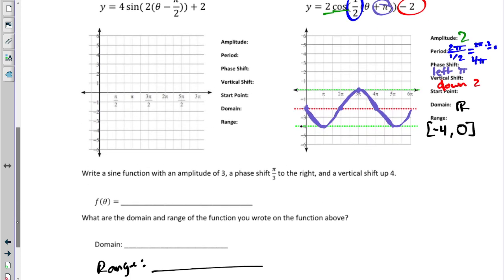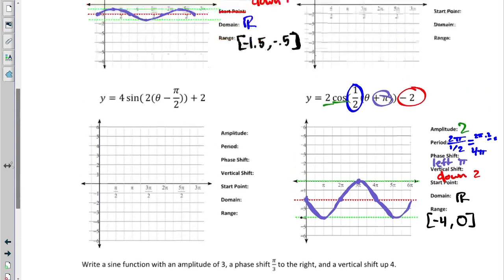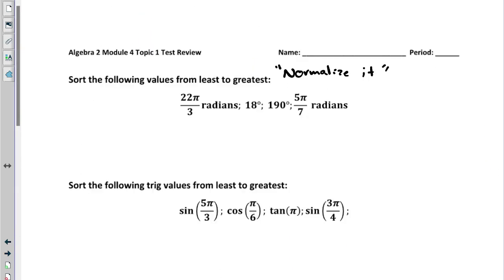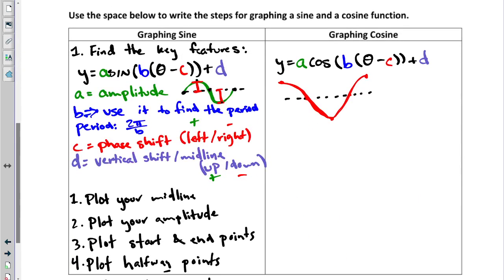This problem right here is kind of cool. Write a sine function with an amplitude of 3, a phase shift of pi over 3 to the left, and a vertical shift up 4. Just use your transformation form of the equation, make a little equation, and talk about the domain and range.